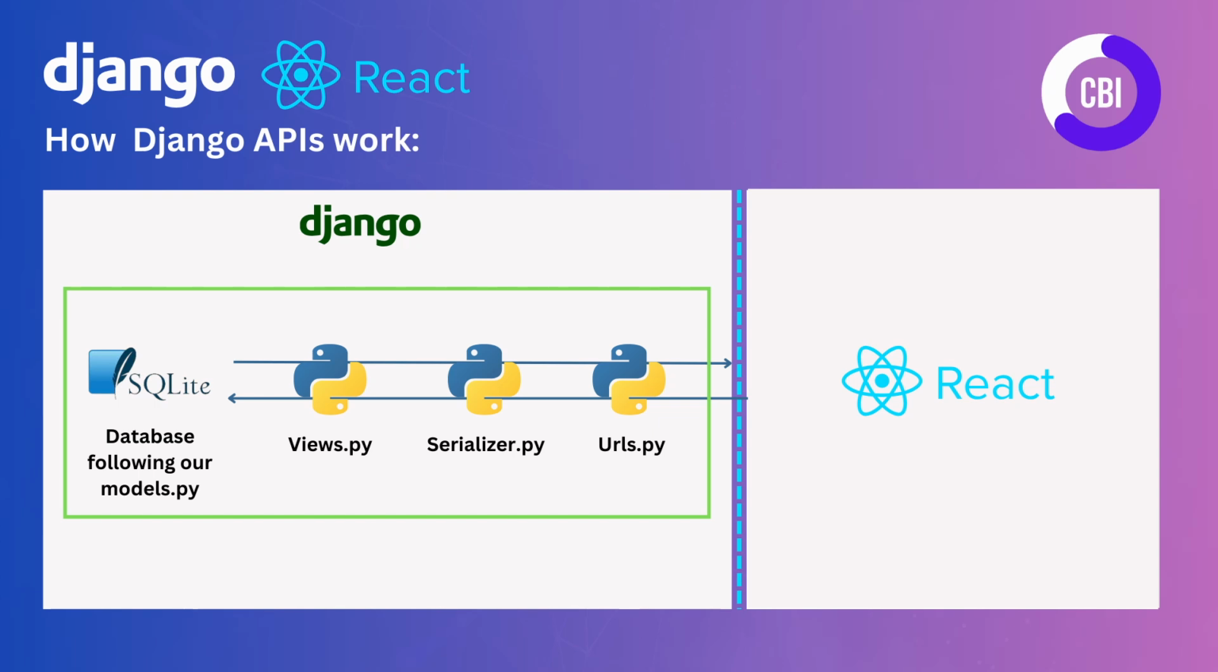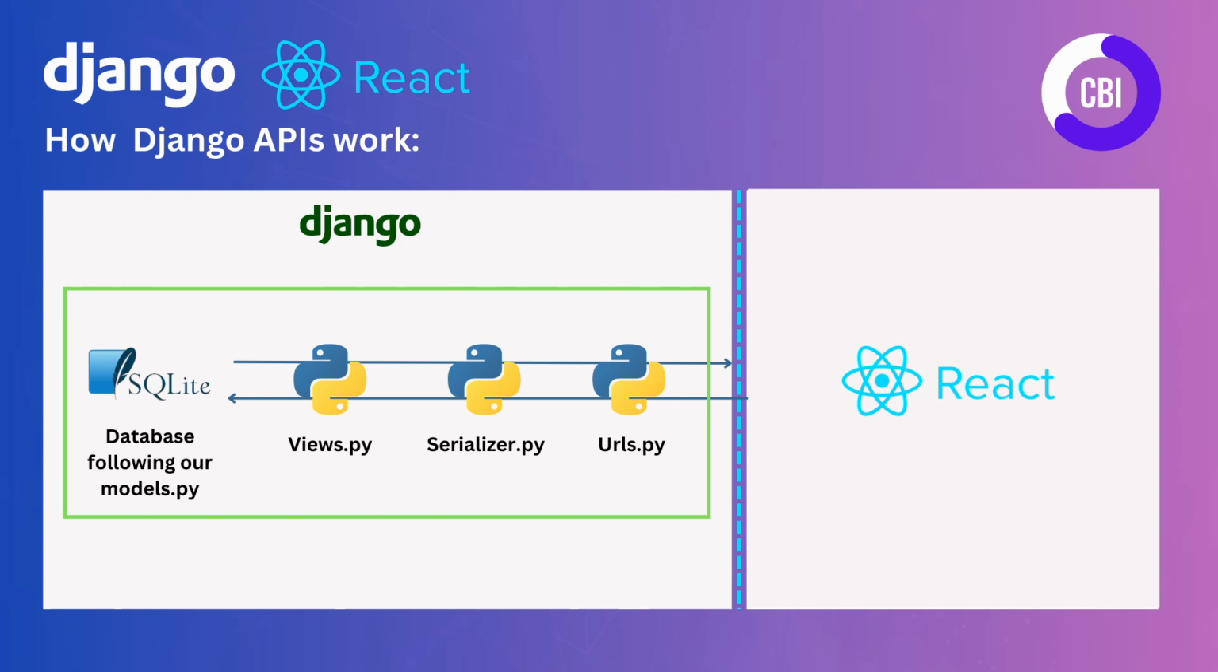Next, we also have a serializer. And the serializer is going to make the translation between the backend and the frontend. Because our frontend likes to send and receive data in the JSON format, but our backend, our SQLite database, does not really like that structure. So there needs to be something in between which makes that translation. And that is what our serializer.py file is doing. It's making sure that the JSON format is being converted to something that our database can understand.